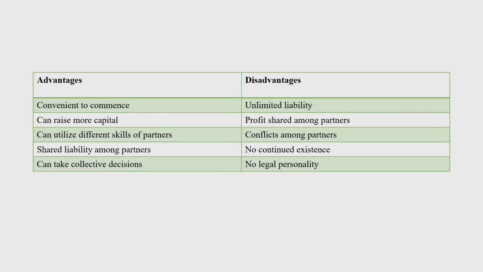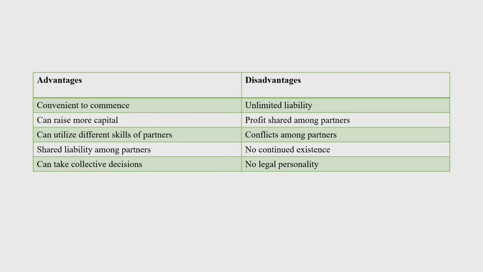Just assume there is one partner who is specialized in accounting. Then the business can use that partner's knowledge. Liabilities are shared among the partners, but still it is an unlimited liability. In a sole proprietorship, the owner should bear all liabilities alone. But here, the liabilities will be shared among the partners.